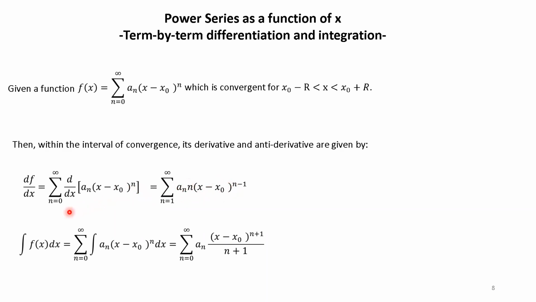On the other hand, if you take the antiderivative, that is, if you want to integrate it, you can again integrate the series term by term and then sum them up. Integrating term by term would be easy because you are just integrating x to the n, so for sure you know how to do it.